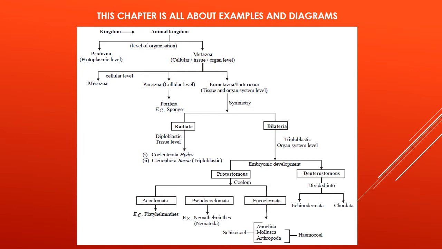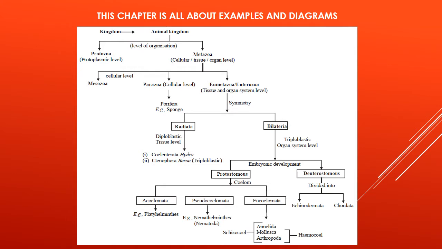Eu means true, tissue or organ system level. In that again we can classify the organisms into two types, that is Radiata and Bilateria. So what is exactly this Radiata? Having radial symmetry. You know what is radial symmetry, and bilateral symmetry. The radial symmetry organisms again are of two types. Coelenterata, example Hydra is given. There are many actually. Ctenophora, that is mainly you see the Beroe. So these are the examples.